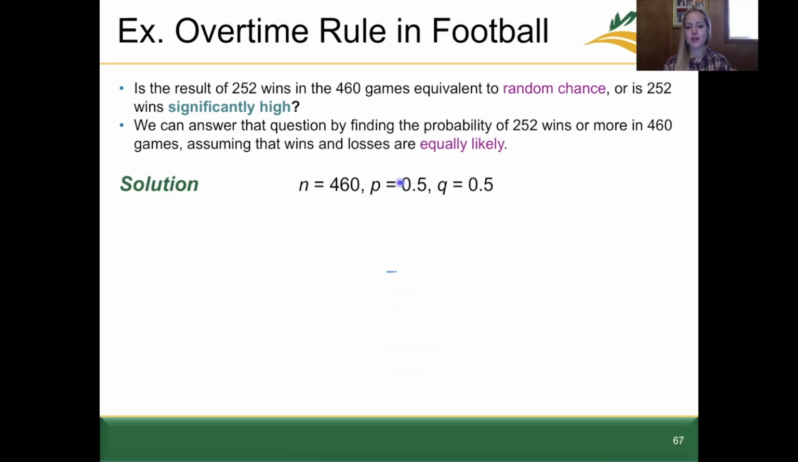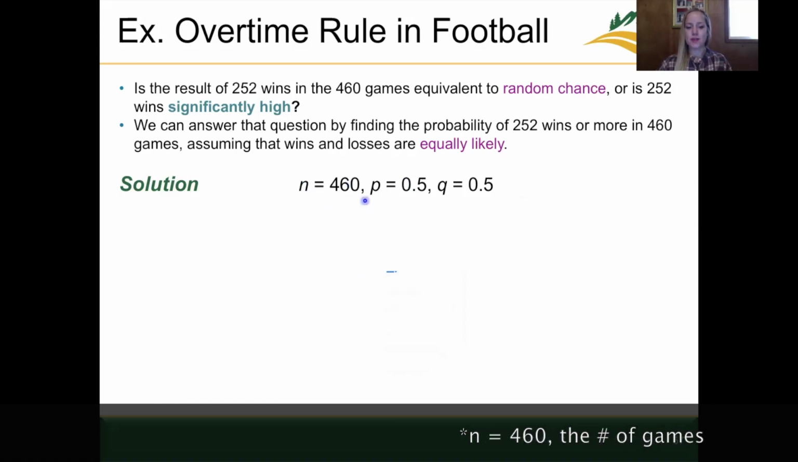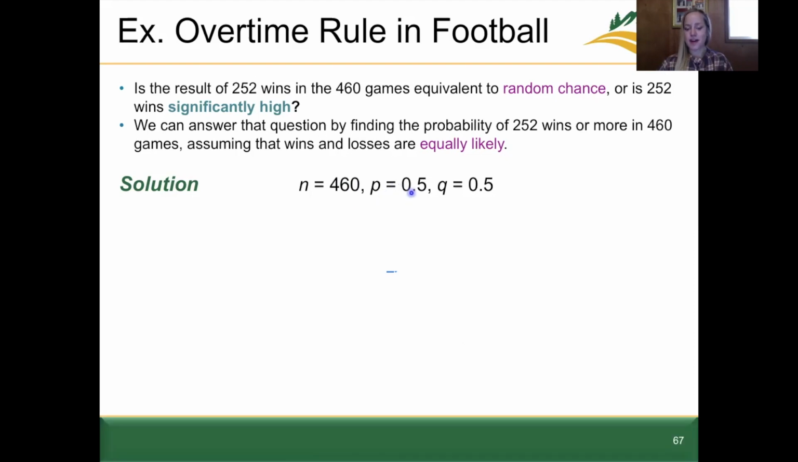So for our solution using Excel, and for any solution using binomial probability distributions, we want to figure out our notation. Well, here from the last slide, we know n is equal to 460, the number of games. The probability of a success in one trial is 0.5. The probability of a failure in one of those 460 trials is also 0.5. That's from this wording here that these two cases are equally likely. So when using Excel to solve this type of problem, we need our X or S value, our N value, our P value, and then what do we put in for cumulative, 0 or 1?